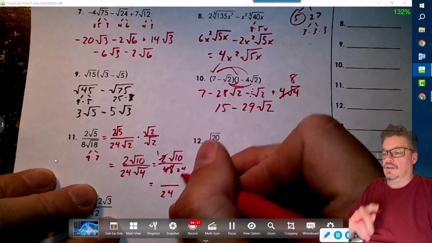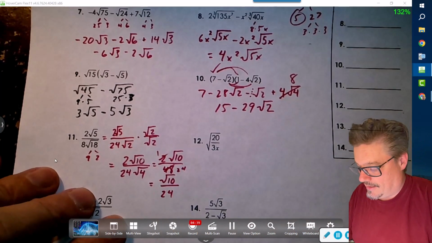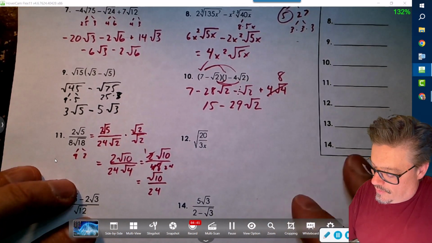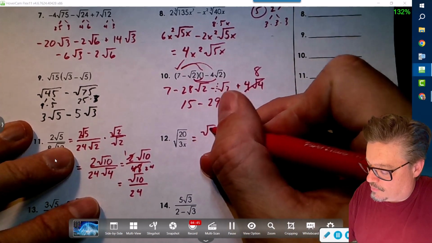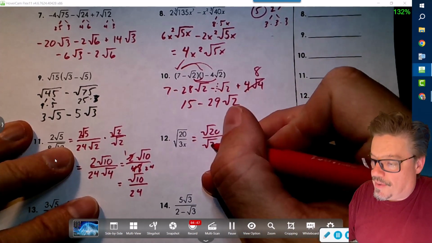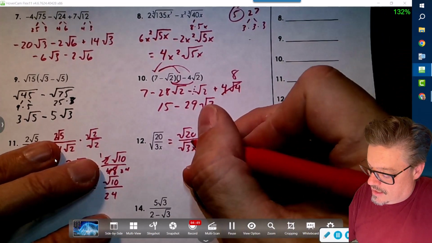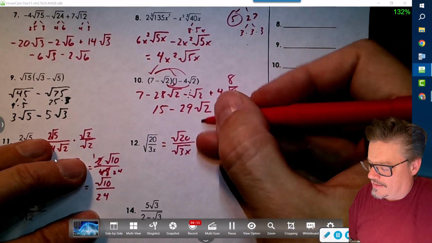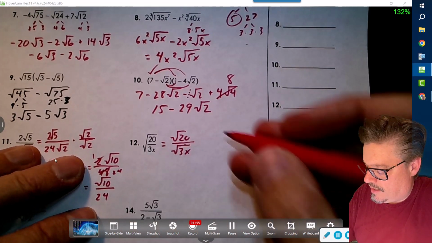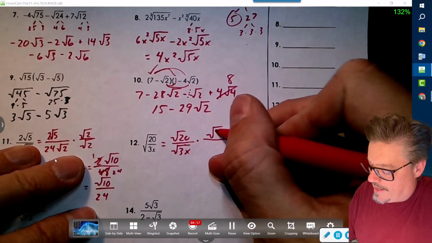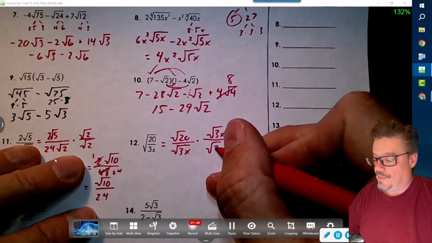Radical 10 over 24. It looks like it should be able to reduce, but it cannot. All right, this guy, we're going to break that radical here. Okay, split it up so that we can possibly free anything that can. Now this radical 3x, there's actually nothing I can do to break that guy down, so I will multiply by radical 3x like that onto the top and the bottom. Remember, this is 1, okay?